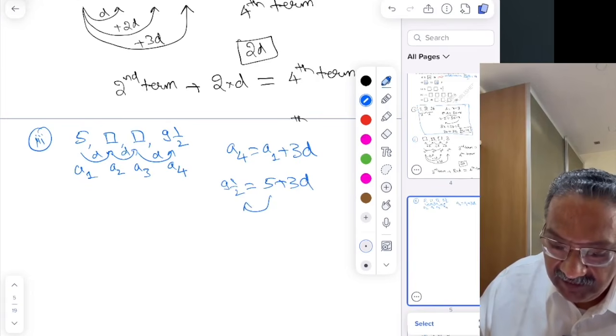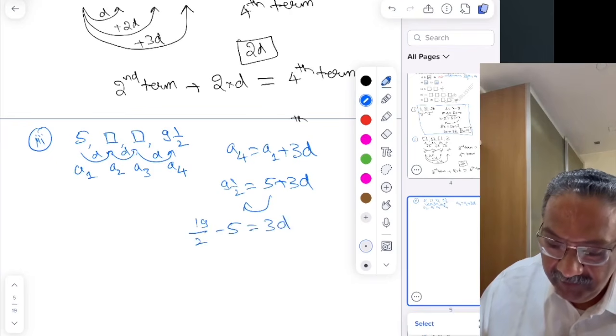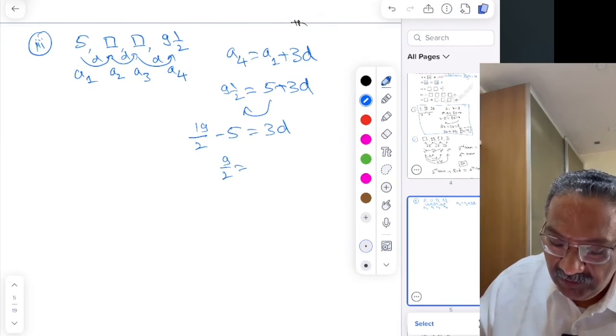5 coming to this side becomes minus. 9.5 becomes 19 by 2, since 9 twos are 18 plus 1. So 19 by 2 minus 5 is equal to 3d. 9 by 2 is equal to 3d. So d, the common difference, is 3 by 2.